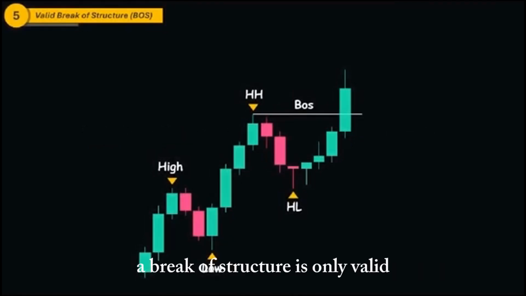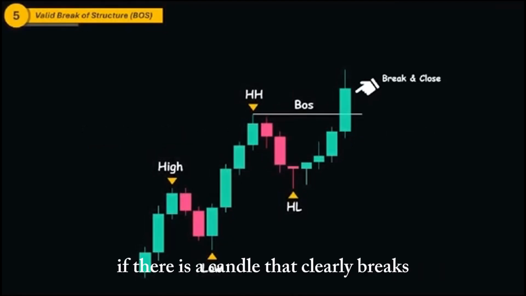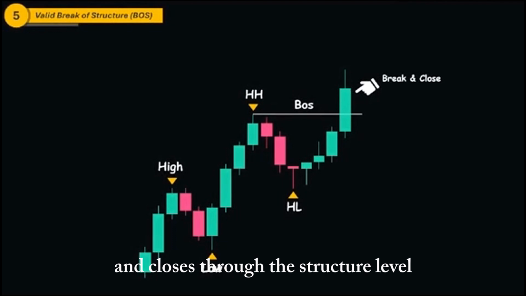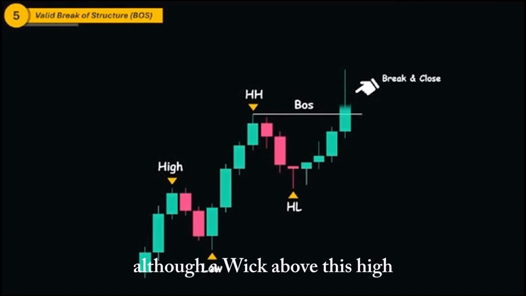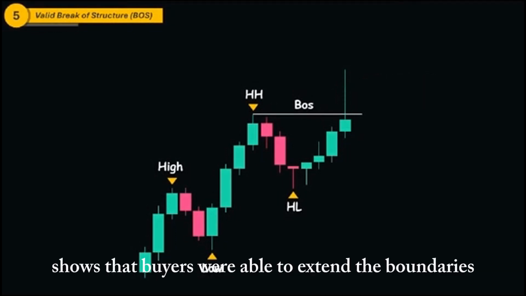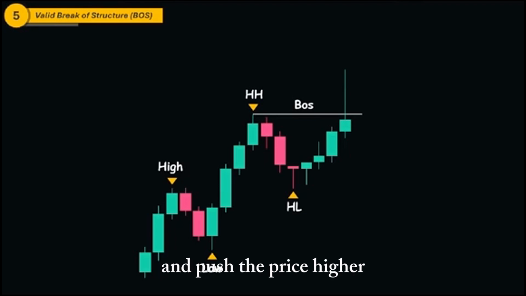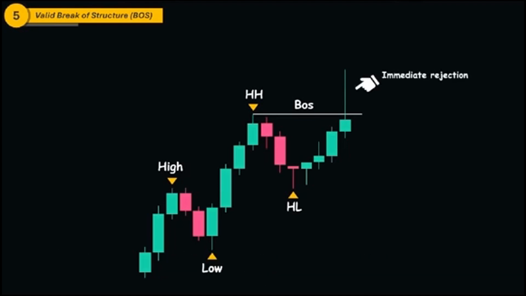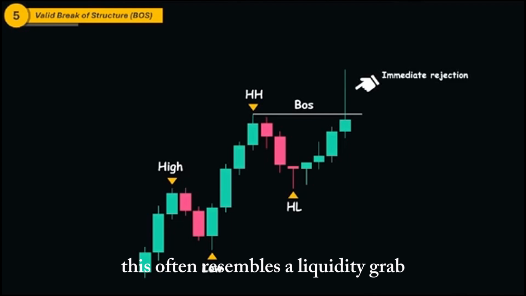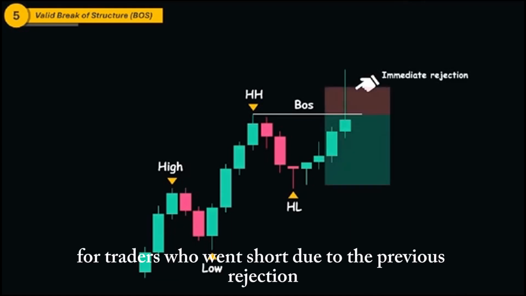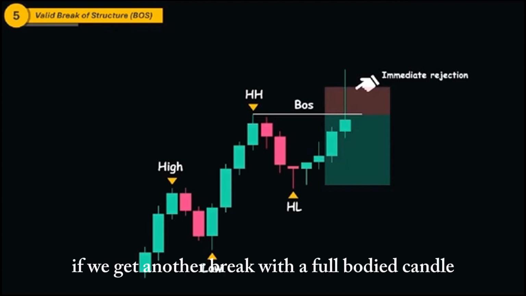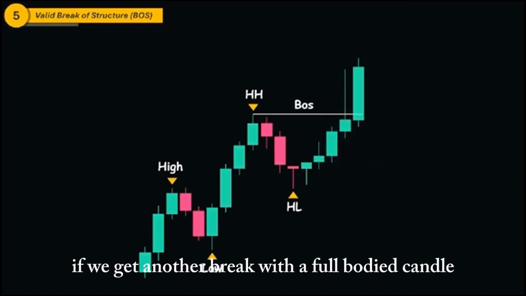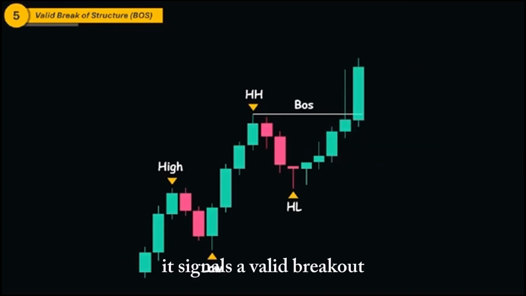A break of structure is only valid if there is a candle that clearly breaks and closes through the structure level. Although a wick above this high shows that buyers were able to extend the boundaries and push the price higher, it also shows an immediate rejection back inside the range. This often resembles a liquidity grab, where stop losses are triggered for traders who went short due to the previous rejection. If we get another break with a full-bodied candle, it signals a valid breakout.